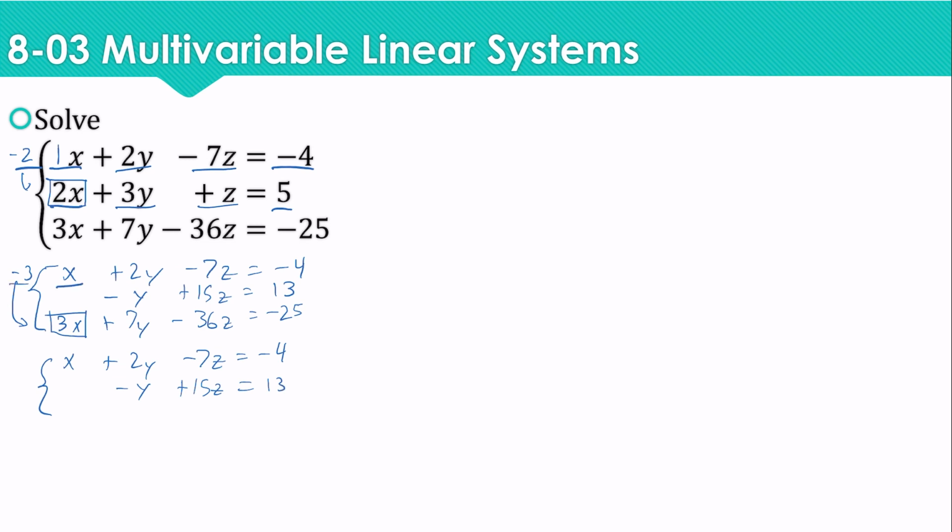Negative 3 times x plus 3x is 0. Negative 3 times 2y plus 7y is y. Negative 3 times negative 7z is 21z plus a negative 36z is negative 15z. And negative 3 times negative 4 plus a negative 25 is negative 13.